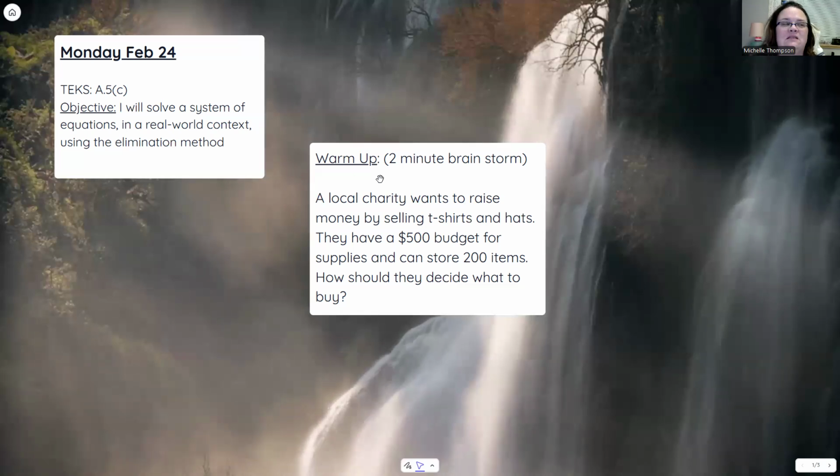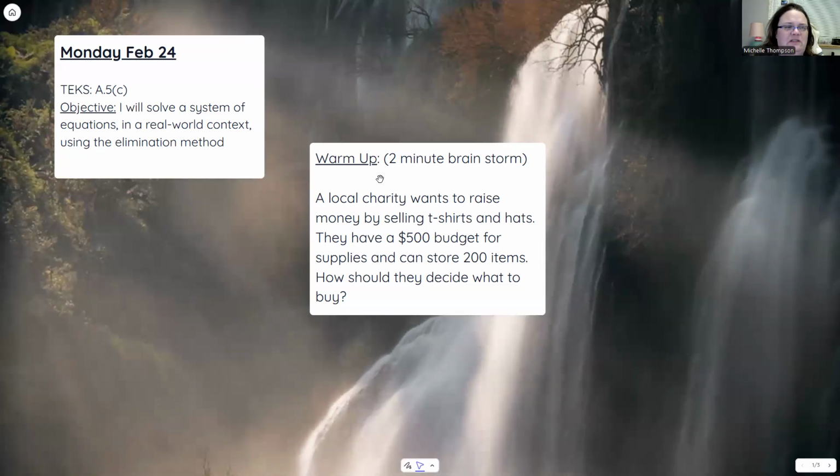So I would have the kids, for 2 to 5 minutes depending on your kids, while you're doing your beginning of class administrative stuff, just brainstorm. How would they approach it? What are they thinking about? Are they starting to think about equations? Are they starting to guess and check? Are they looking at me like I have 3 heads? Yes, maybe. I get all that too.